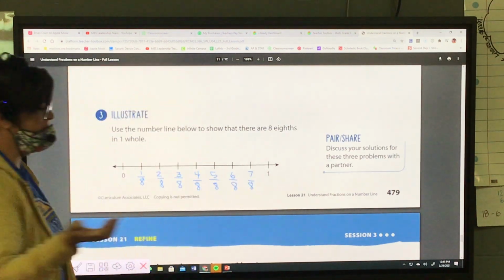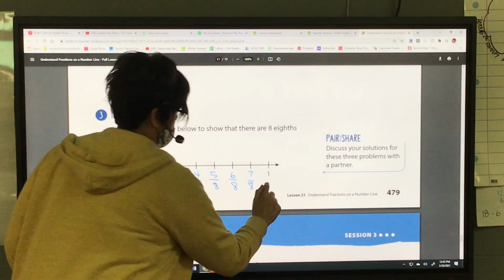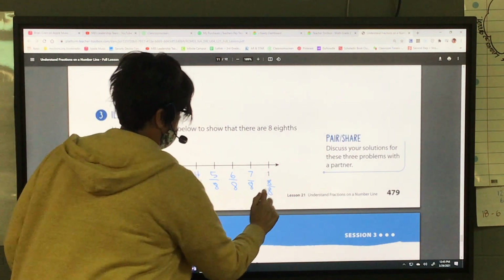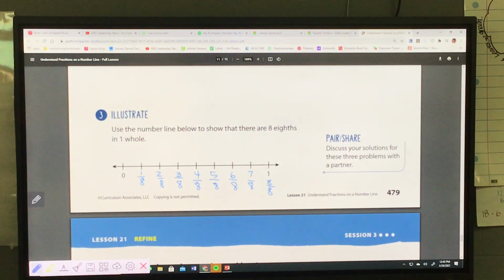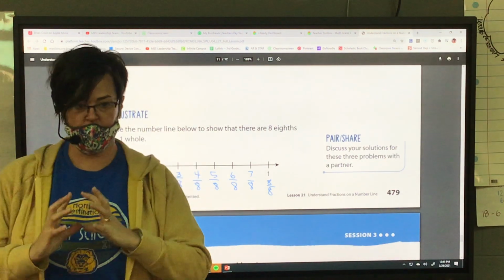So where does 8/8 go? On the 1. 8/8 equals 1 whole because you have all 8 of the 8 pieces.